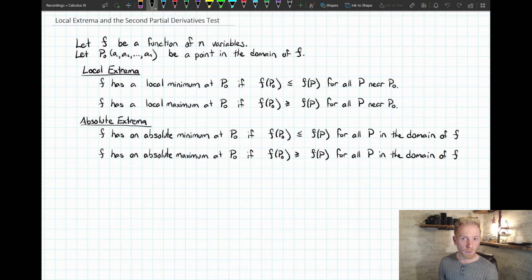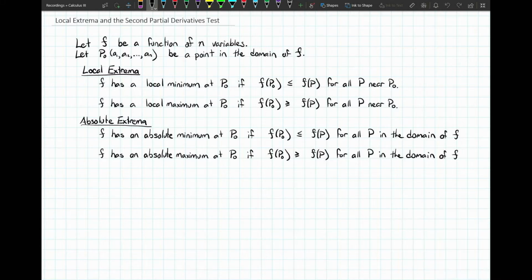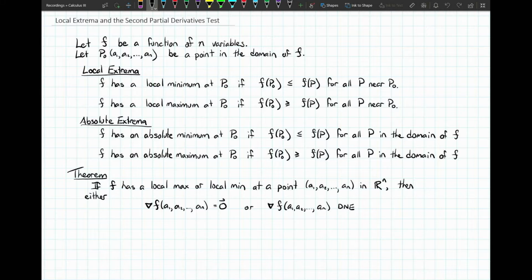We're going to be trying to figure out where we might find local extrema, and then be able to determine if they might be a local minimum or maybe a local maximum. But we need to come up with a method for finding the points first. And it's very similar to how we found points in single variable calculus where we had local extreme values. This theorem may seem kind of familiar. If f has a local maximum or a local minimum at a given point in Rn, then either the gradient of f evaluated at that point is the zero vector, or the gradient of f evaluated at that point is undefined. This is essentially an extension of Fermat's theorem for single variable calculus.